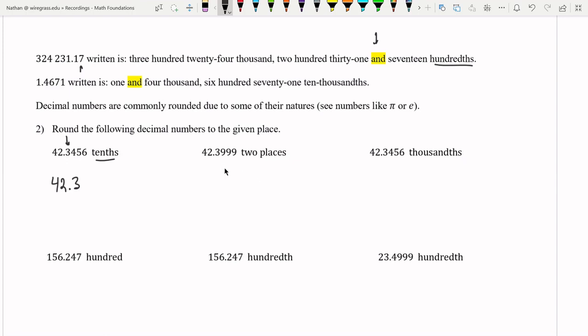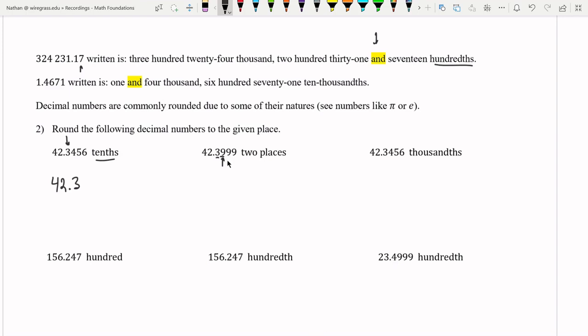Okay, we can also, instead of saying tenths or hundredths or thousandths, say 2 places, and that typically means 2 places past the decimal. So in this case, we're going to round to this value because there's 1 at the 3 and 2 at the 9. That's 2 places past the decimal. This is the same thing as rounding to the hundredths.